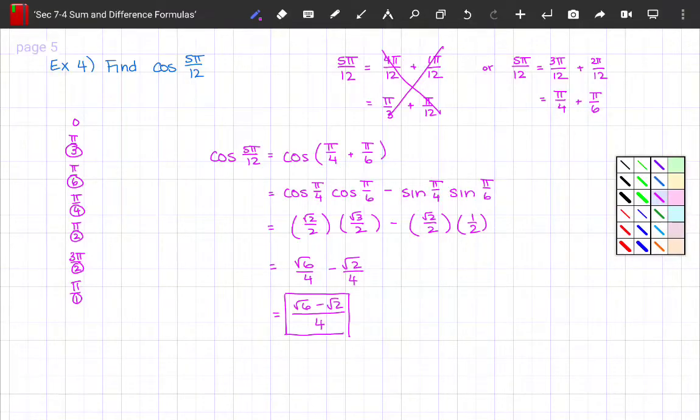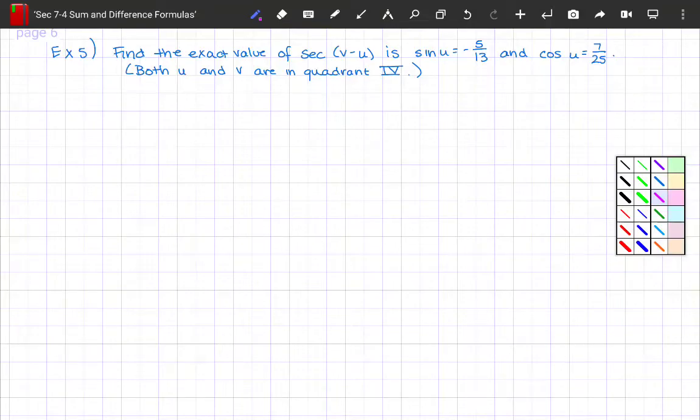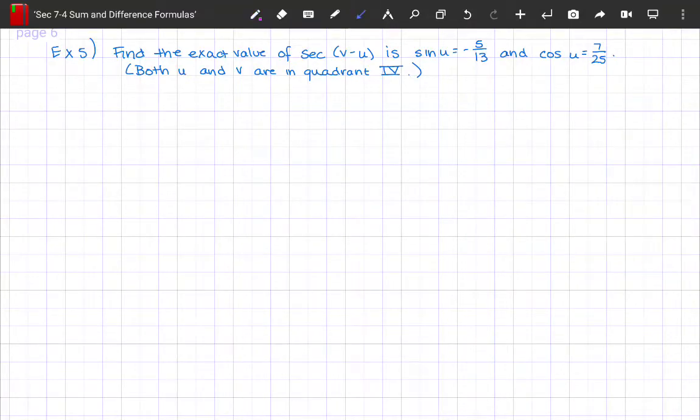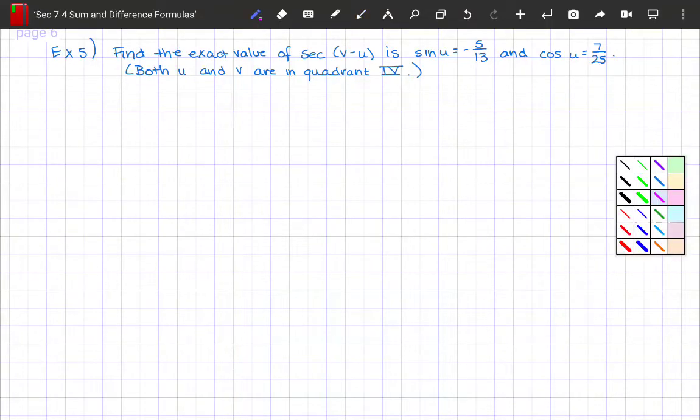Okay, let's look at the next one. Okay, so this one says secant of v minus u. I didn't give you guys a formula for that, but that's okay. We can find cosine of v minus u and then just find the reciprocal. They're reciprocals. But now what do we do here? We're given sine of u. Okay, so let's work backwards.